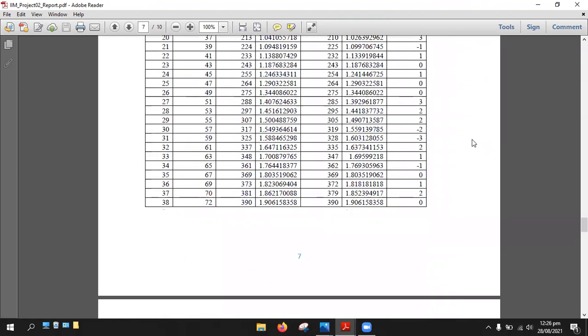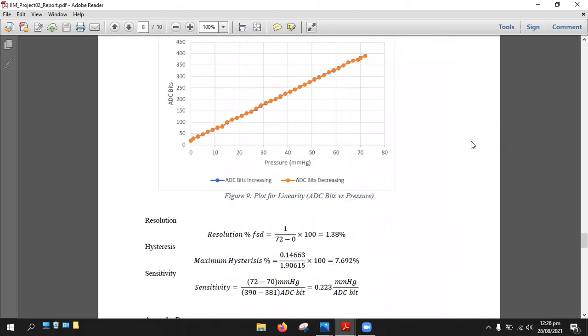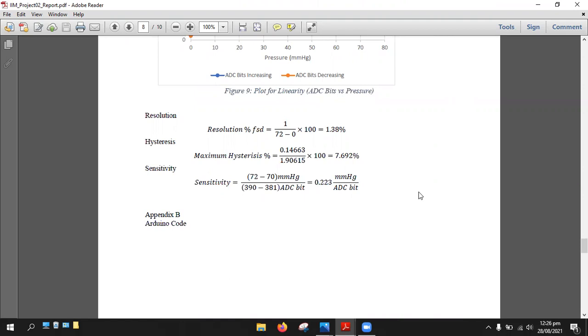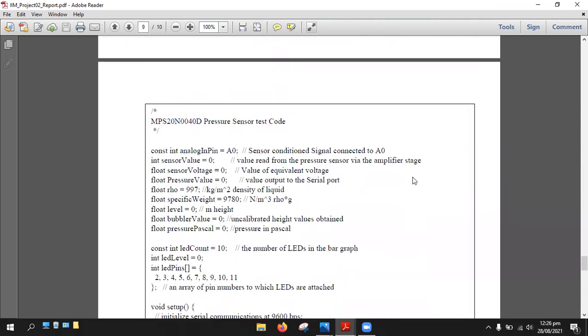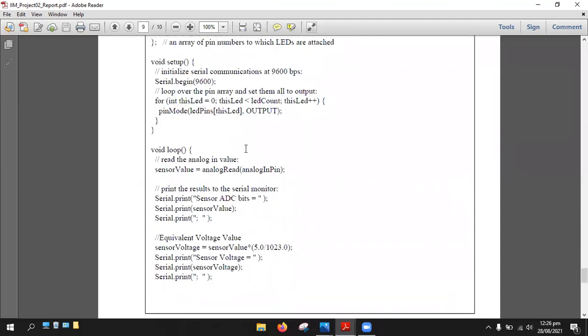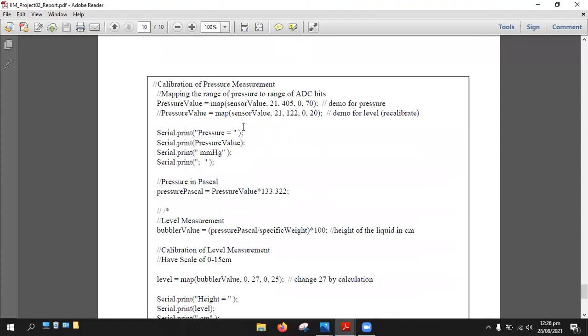Right, so this is the appendix. It includes all the data that was collected and the plots that were plotted against those data to study the resolution, hysteresis, and sensitivity as well. And finally, we have the code right here. The code includes basic initialization with the basic setup and loop. I just want to highlight these two lines within the code, which were used for calibration purposes.